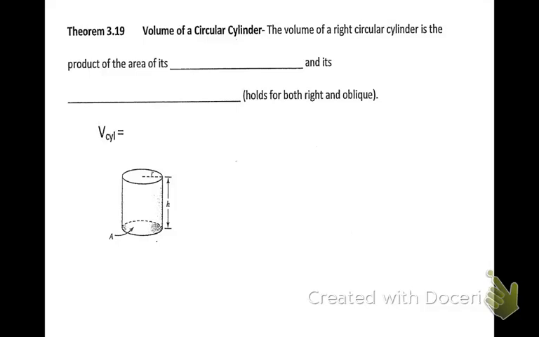So this is section 3.5b. We're going to find the volume of cylinders and cones in this section.